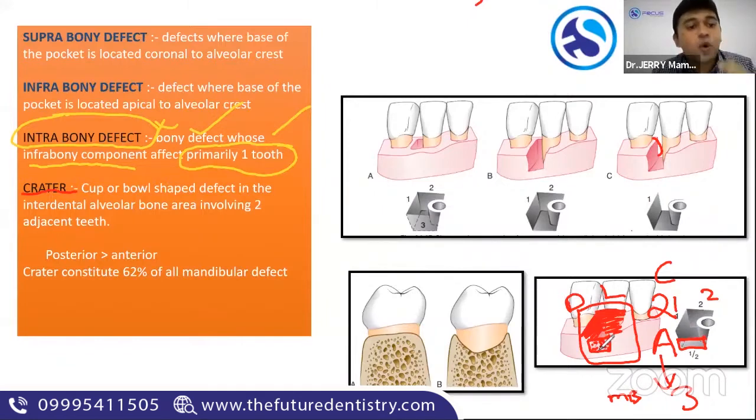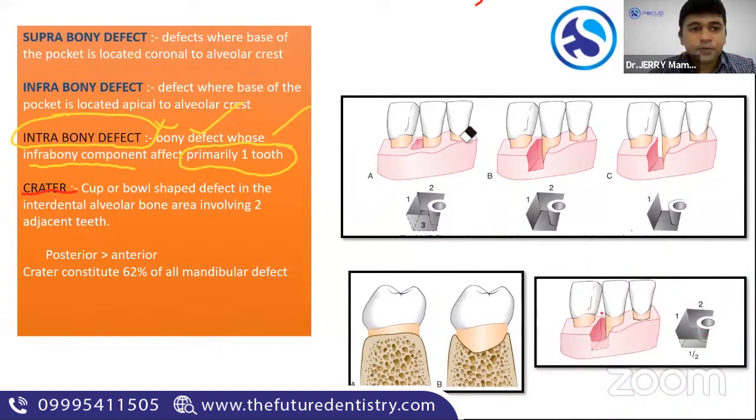So it becomes a 3-wall defect. Yes, the facial wall. You have 3 walls there. So now it becomes a 3-wall defect. So in one defect itself, at the coronal end, you have 2 walls, and at the apical end, you have 3 walls. So that is called a combined defect, where it's a combination of 2 defects. I hope it is clear now.